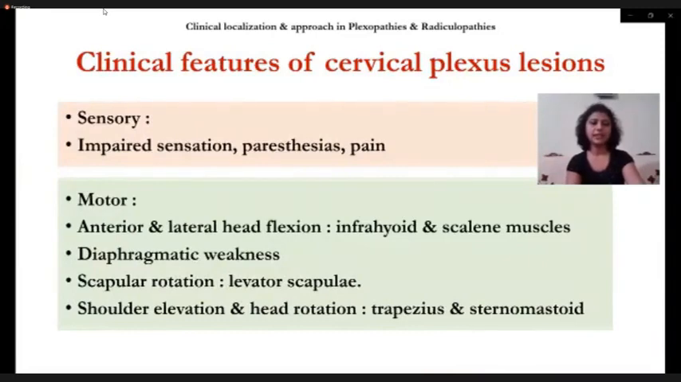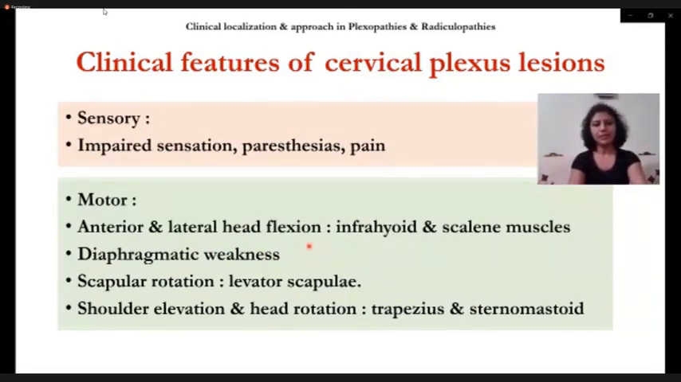A patient with cervical plexopathy may experience altered sensation in the form of sensory loss or paresthesias or pain in the distribution of the affected branches. For instance, a lesion in the greater auricular nerve may cause loss of sensation over the mandible or the lower pinna. When the muscular branches are involved, there is weakness of the anterior and lateral head flexion because of involvement of the infrahyoid and the scalene muscles.